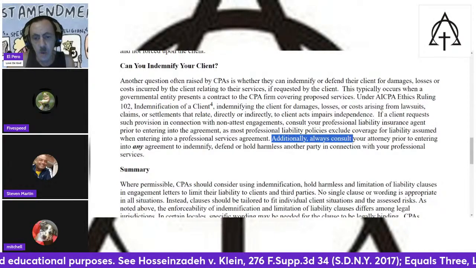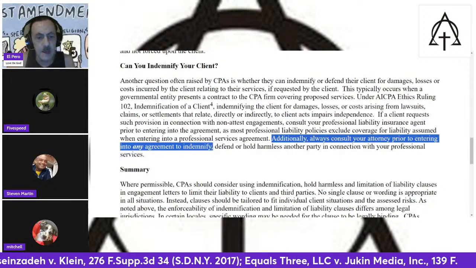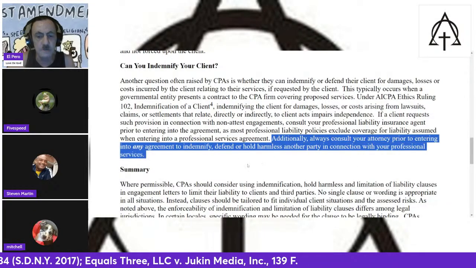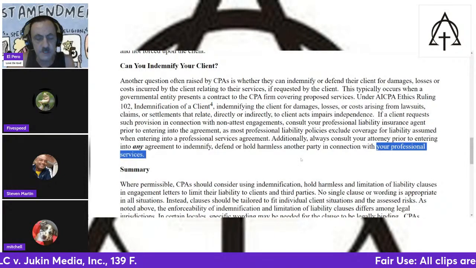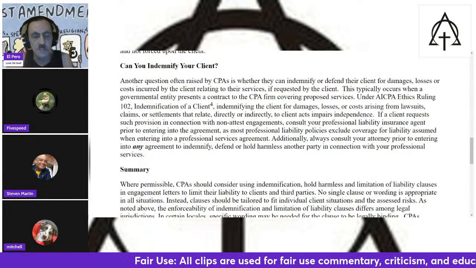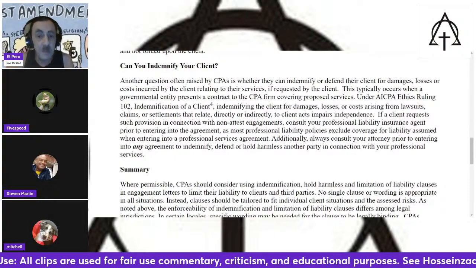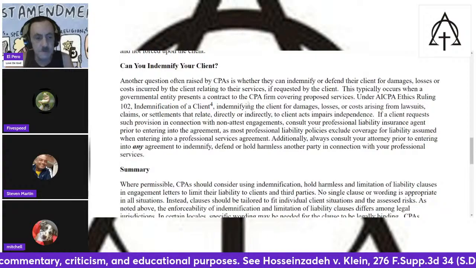Additionally, always consult your attorney prior to entering into any agreement to indemnify, defend, or hold harmless another party in connection with your professional services. With your professional services. I'm not providing services. I'm qualifying the indemnification because their services have a track record of causing loss, damage, and harm to me through a corporate entity that is a known conversion.